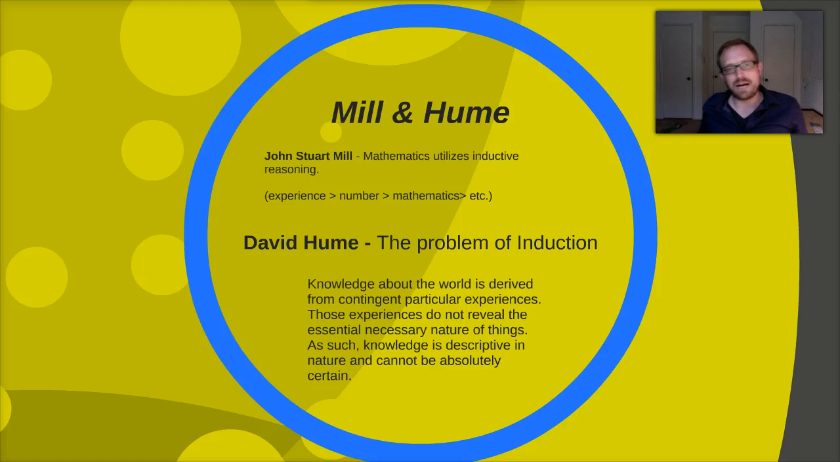Here's where we sort of have the bad boys in the development of logic. First, John Stuart Mill and David Hume. The first thing I'll say that's important about John Stuart Mill is that he ultimately argued that mathematics utilizes inductive reasoning. Now, John Stuart Mill believed that our knowledge came from experience. He sort of fell under the umbrella of the British empiricist movement.